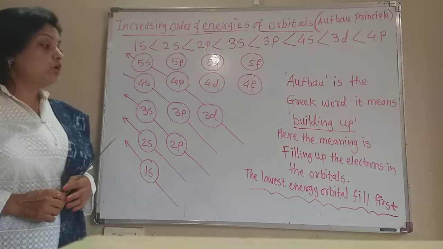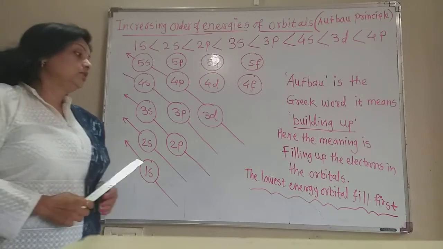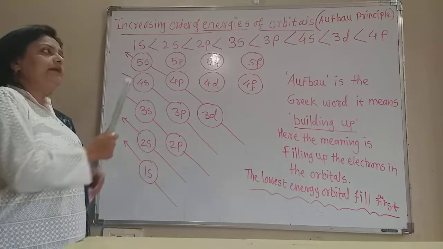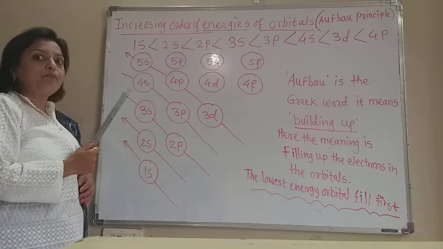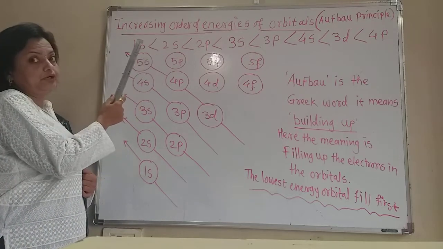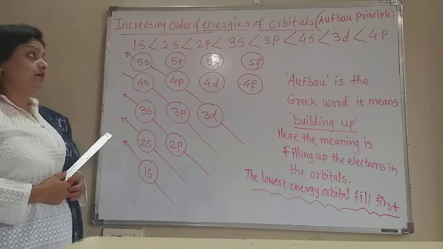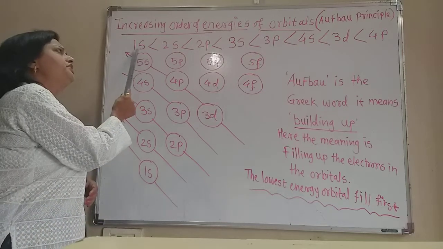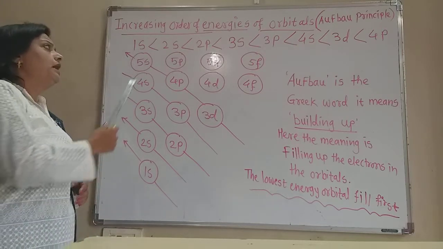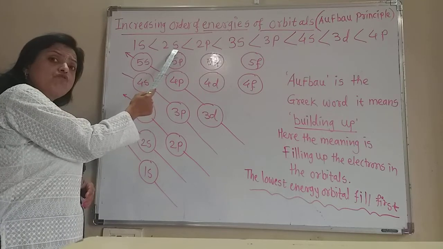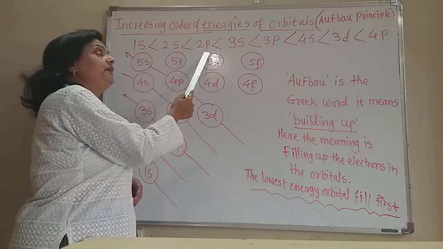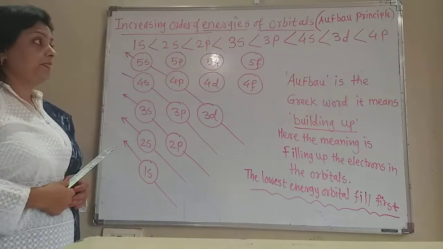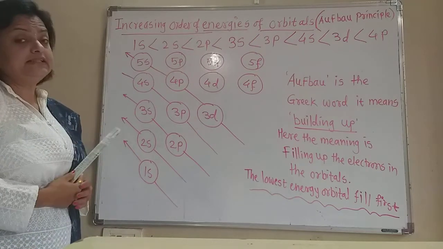Now filling up the electrons in the orbitals, always remember that the lowest energy orbital fills first. Now I write here the order of filling of the electrons in increasing manner. The first one, 1s orbital, is the lowest energy orbital. After that 2s, which has somewhat higher energy, then 2p, then 3s. In this way energy increases of these orbitals, and electrons get filled in these orbitals.